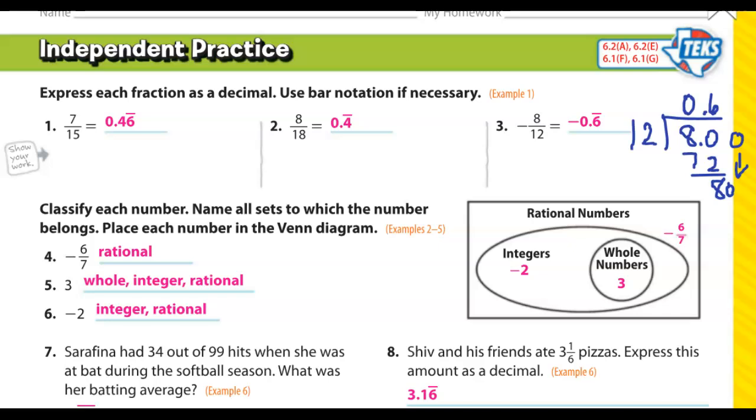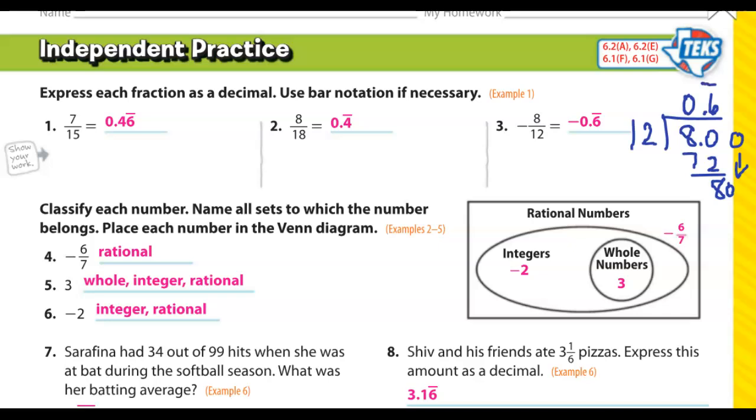Okay, so number 3, it is a negative 8/12, and we're going to eventually understand why the answer is negative, but essentially you just do the regular division. 8 divided by 12, of course you're going to add the decimals at 0. 6 times 12 is 72. You see you get the situation in which you have a repeating 80, and so up here you're going to draw a little line over the 6 because it will go on forever.